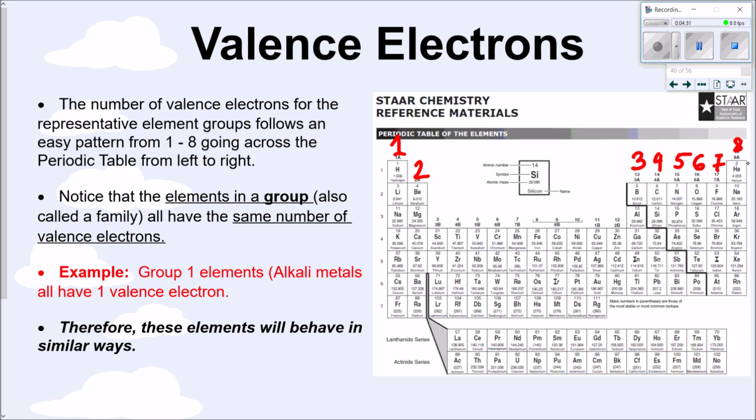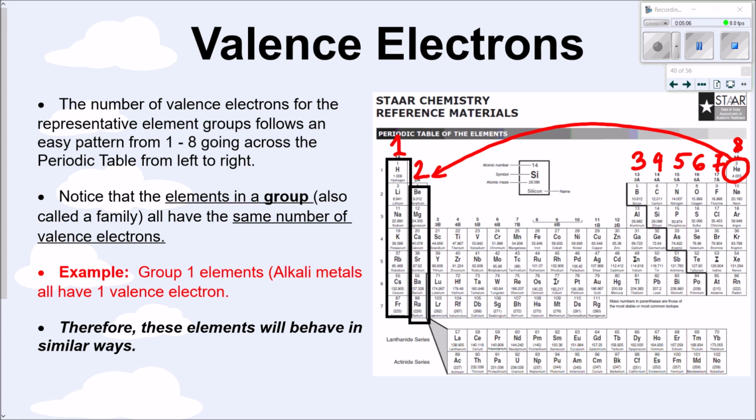The only exception to this rule would be helium. It only has 2 valence electrons, therefore it would actually fit very nicely on top of beryllium, which also has 2 electrons. Notice that the elements in a group, also called a family, all have the same number of valence electrons. For example, group 1, which are called alkali metals, all have 1 valence electron. Group 2, alkaline earth metals, will have 2 valence electrons, and they will have similar properties as well. These elements within the same group will behave in similar ways.